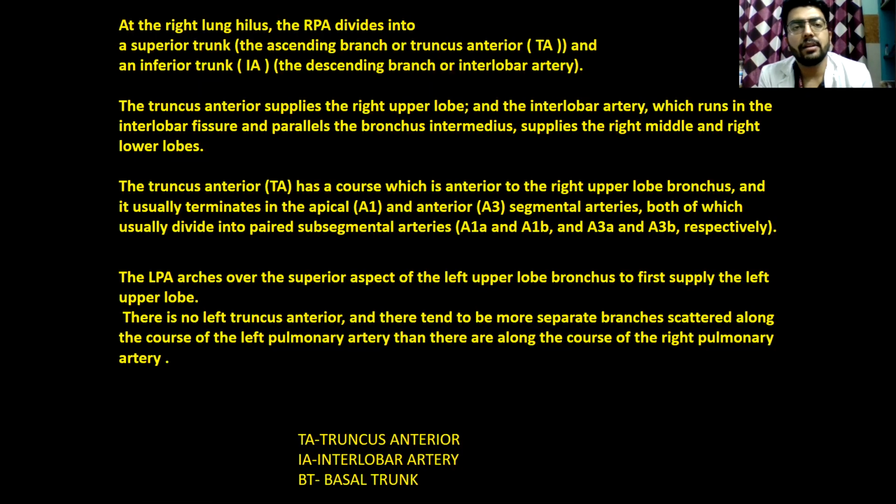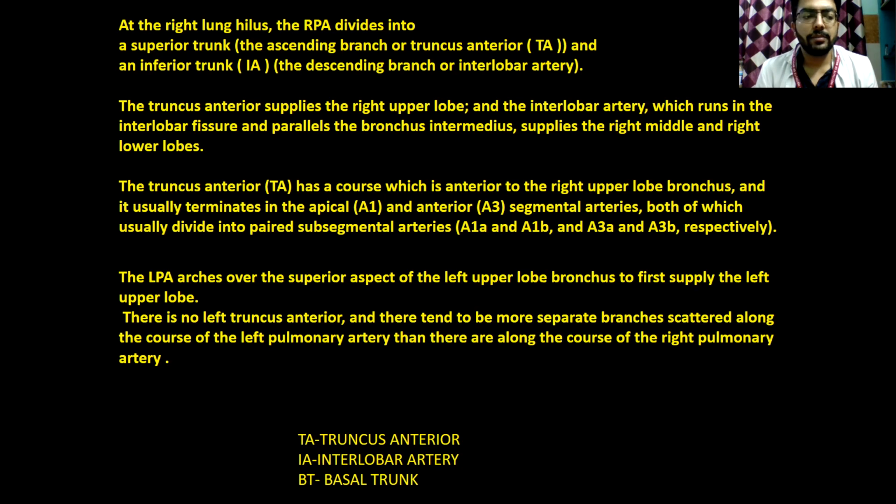At the right lung hilus, the RPA divides into superior trunk and inferior trunk. Truncus anterior supplies the right upper lobe, and the interlobar artery, which runs in the interlobar fissure and parallels the bronchus intermedius, supplies the right middle and right lower lobes. The truncus anterior has a course which is anterior to the right upper lobe bronchus and usually terminates in the apical and anterior segment arteries, both of which usually divide into paired subsegmental arteries.